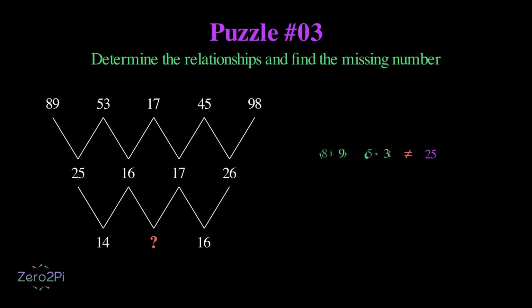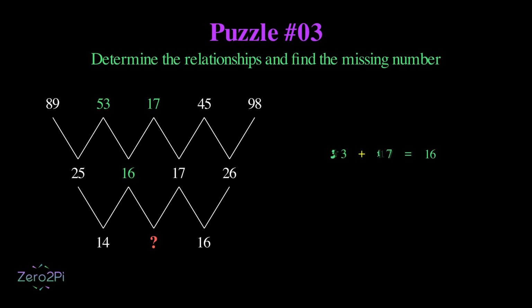What if I add the digits of each number? 8 plus 9 equals 17. 5 plus 3 equals 8. Adding those results together gives us 25. I think we've cracked the puzzle. Before going to the conclusion, let's check if this pattern holds for the other numbers.